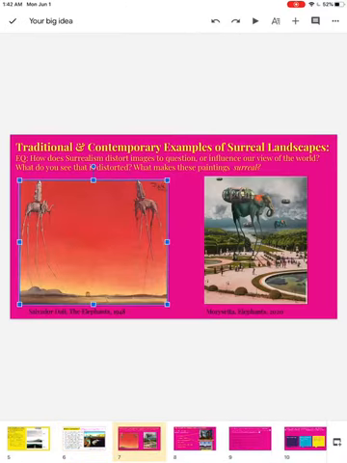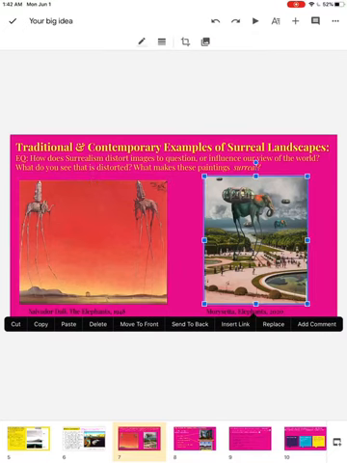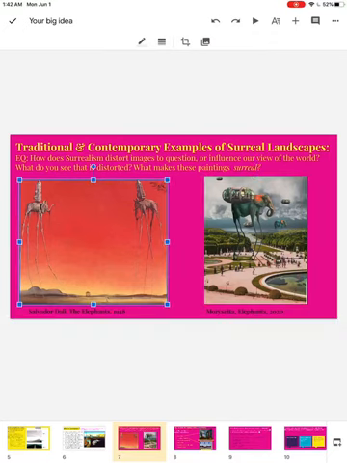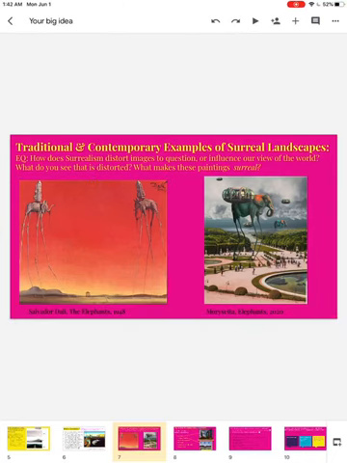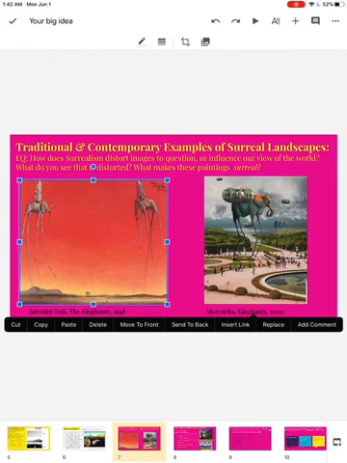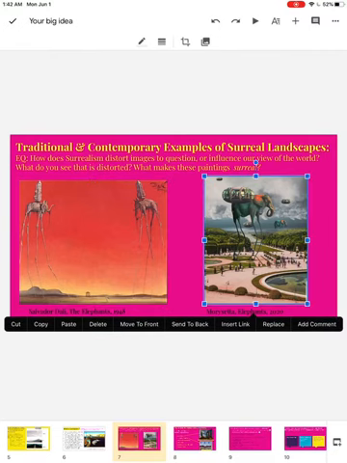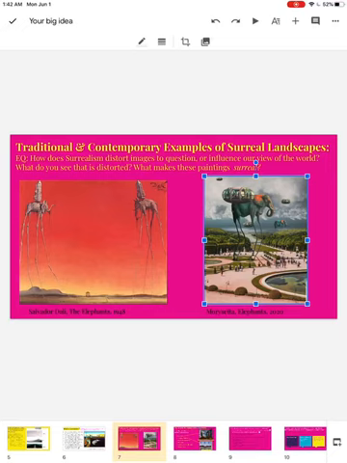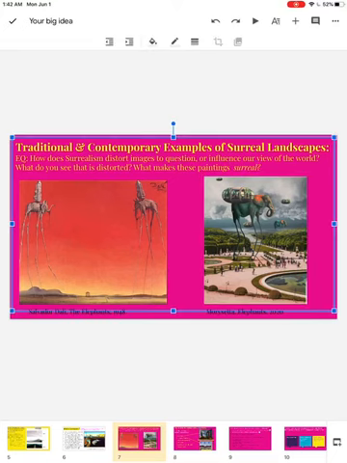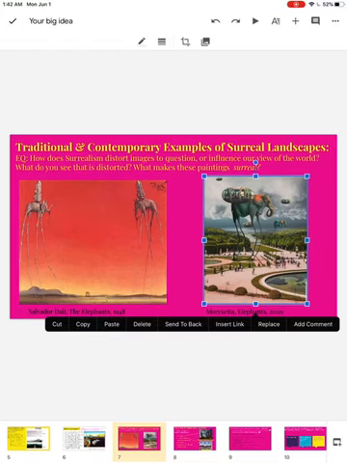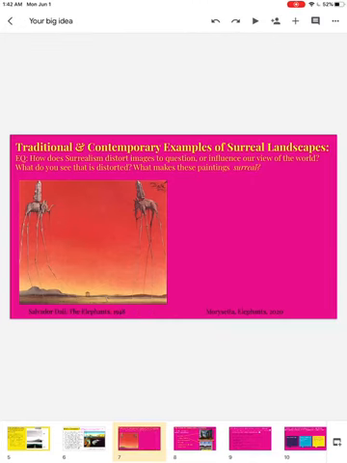Here are some traditional and contemporary examples of surreal landscapes. And if we look closely at these two images, how does surrealism distort the images to question or influence our view of the world? What do you see that is distorted or surreal in these images? And despite the time difference, 1948 to 2020, they actually both use something similarly, which is very interesting. Perhaps it has something to do with symbolism. Perhaps it has something to do with Salvador Dali's interest.